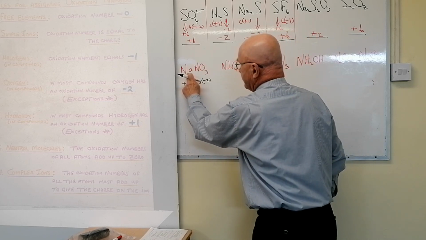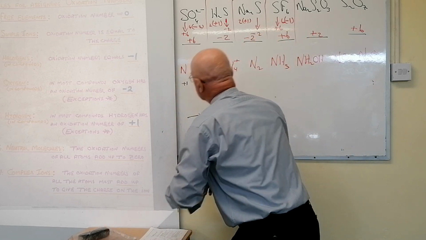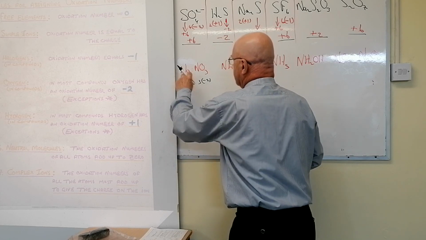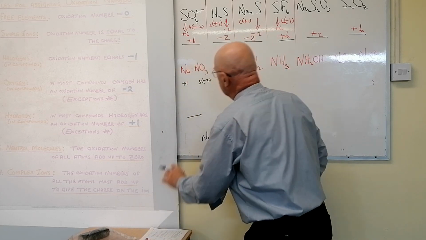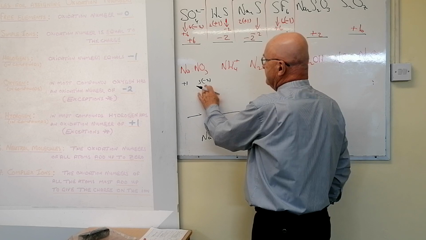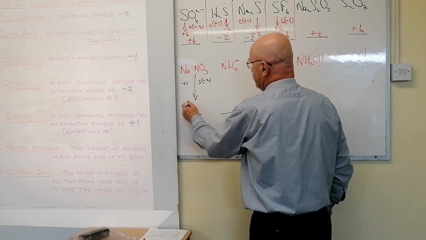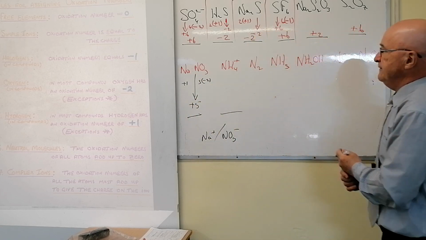So there's no rule about that, but it's correct. Will you be careful, please? There's no rule about it. That's sodium, okay? And sodium is +1. If that's +1 and that's -6, then that must be +5. Okay, +5 is the answer.